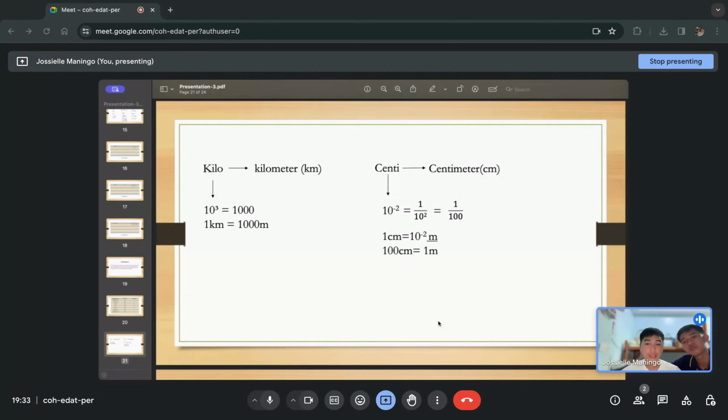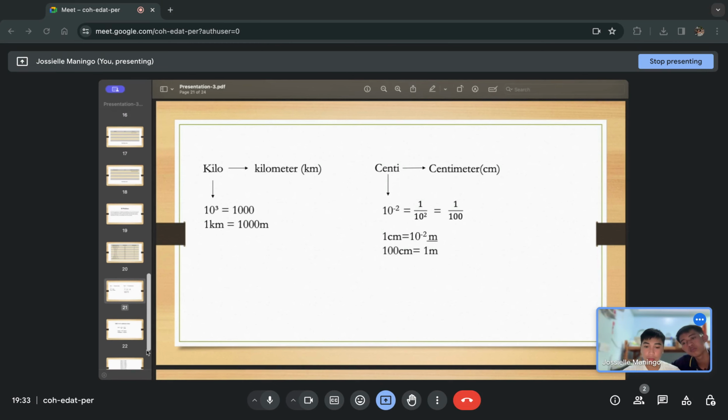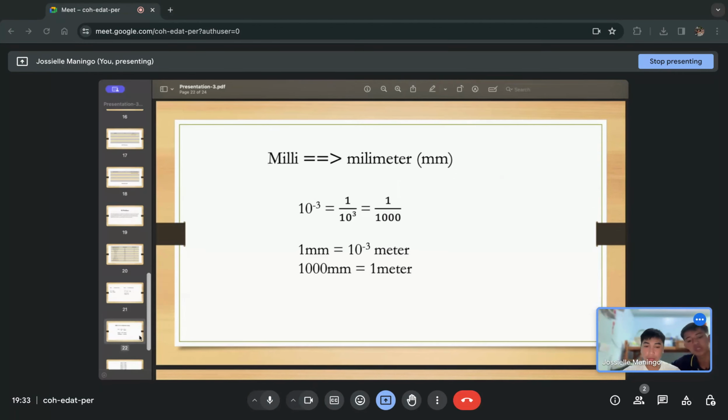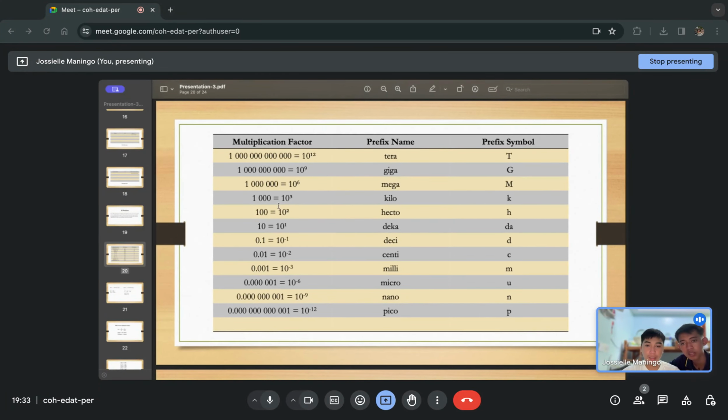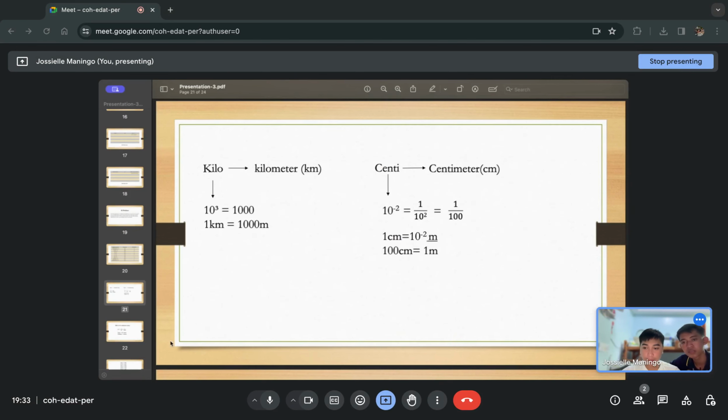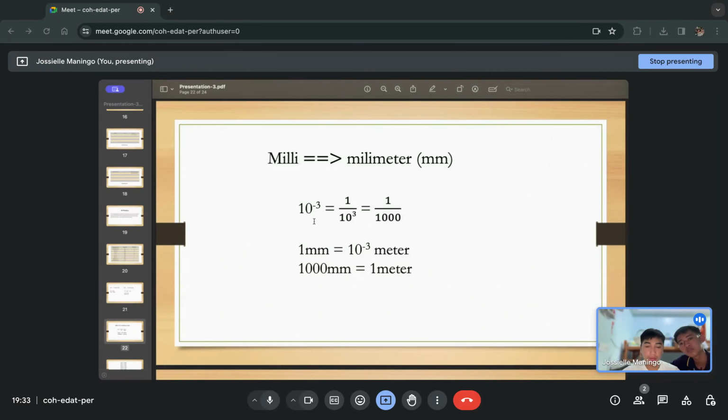The third example is the milli. We need to find milli: negative 3. Milli is 10 to the power of negative 3.